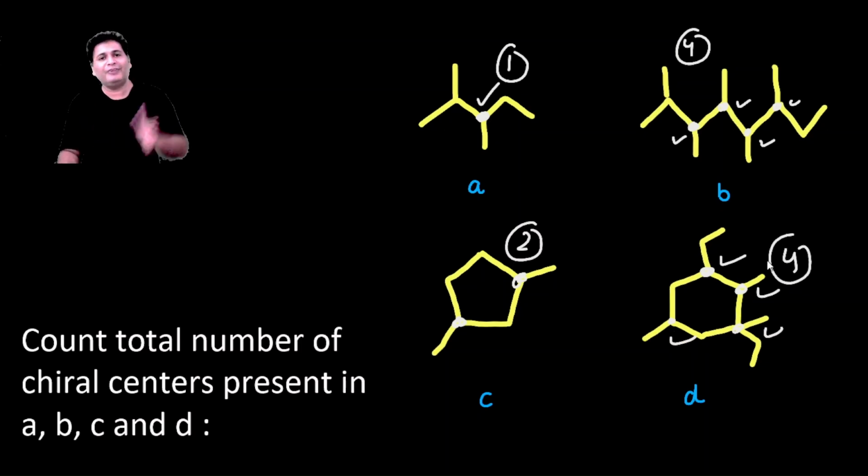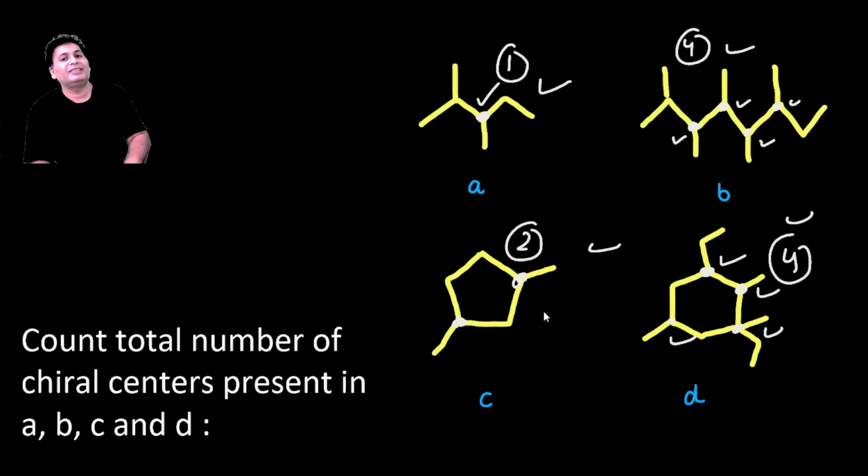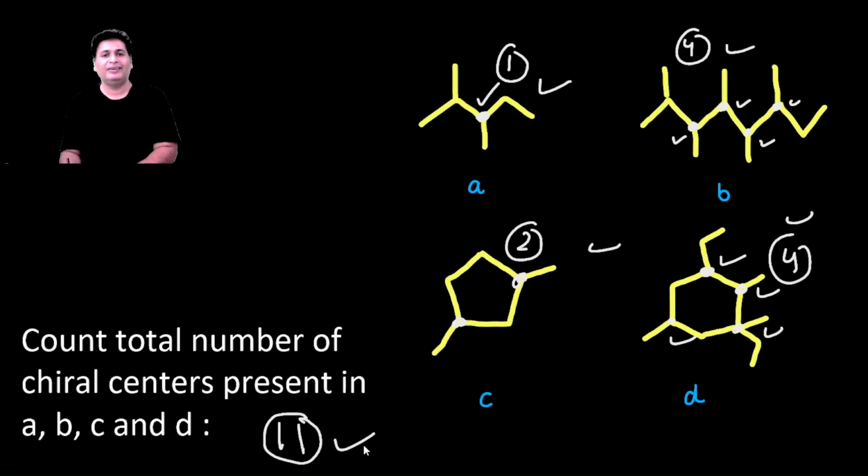So altogether if you count, then the answer is 1 plus 4 plus 4 plus 2. So the answer is 11. 5, 4, 9 and 2, 11. So the final answer is going to be 11.